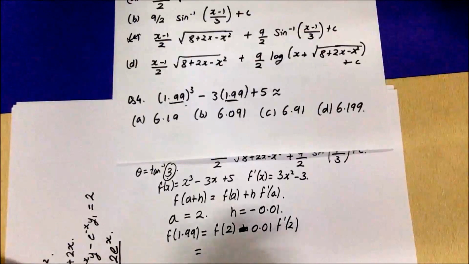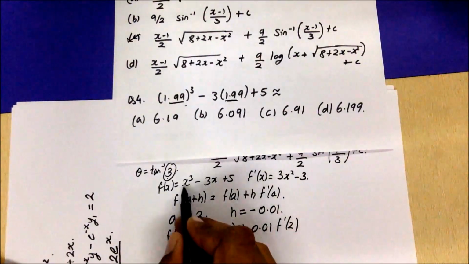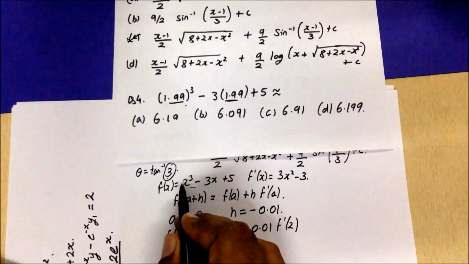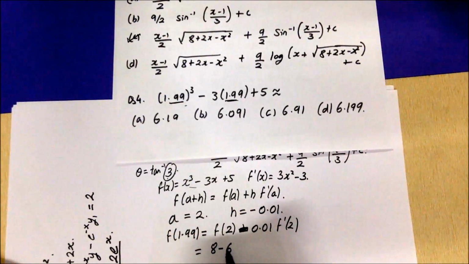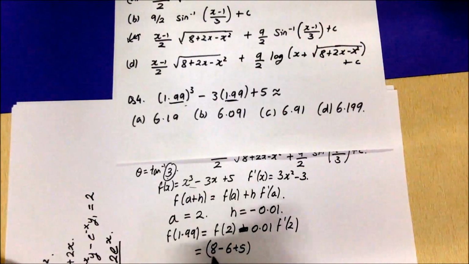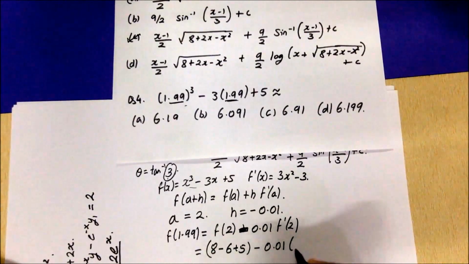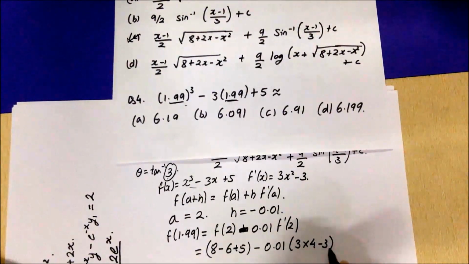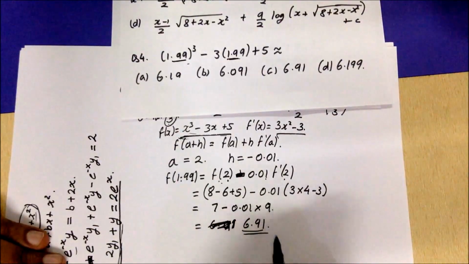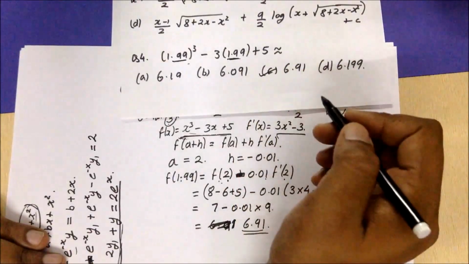So now what you have to do is search for the values of f of 2 and f dash of 2. So basically you have to substitute wherever x is present as 2. So that's going to be 8 minus 6 plus 5 for f of 2. So after solving, you will be getting the approximate value as 6.91. So it's basically your option C.